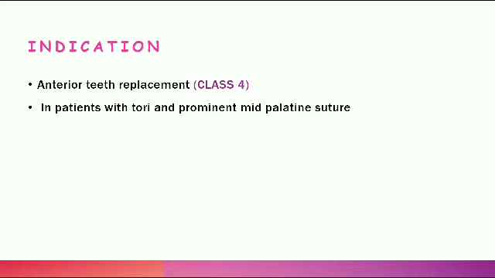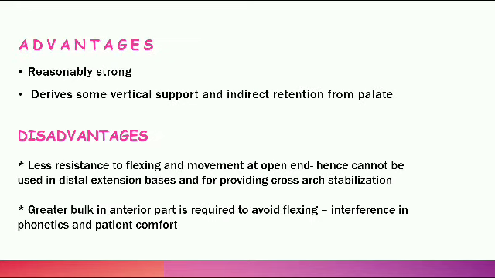Now let us move on to the advantages. Advantages are that it is reasonably strong. This particular maxillary major connector is very strong, and the second is that it derives some vertical support as well as indirect retention from the palate. If you remember, indirect retention was also derived from where? Yes, from the palatal strap, and also from the U-shaped connector. And since the lateral borders of the connector are placed at the junction of the horizontal and vertical slopes, it also derives some vertical support.